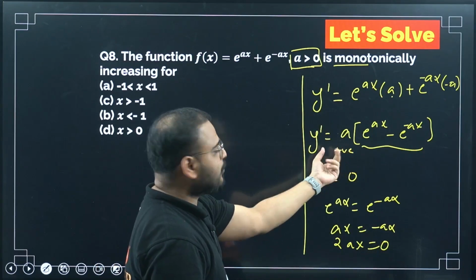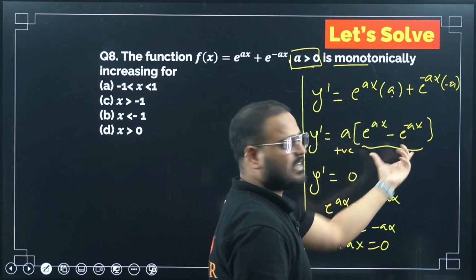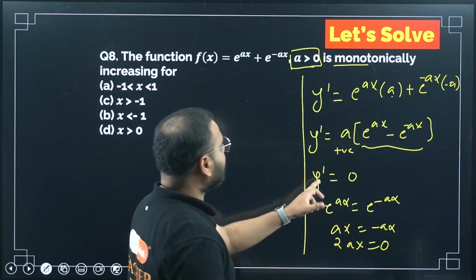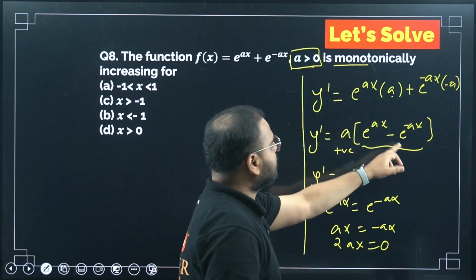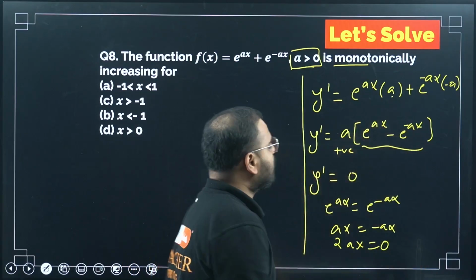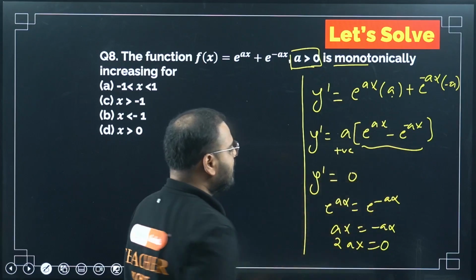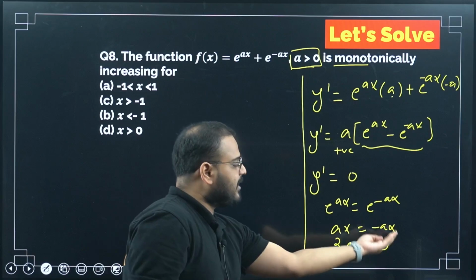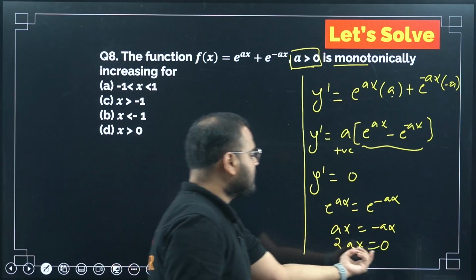A is positive means I don't have to consider this, only this part I have to consider for the sign change. So I'm taking derivative equal to 0. Why? To find the critical points. See here, I'm putting this equal to 0. Negative sign will go on the other side of the 0 and become positive. Base is same, exponent will be same. Exponent is ax and minus ax. Bring minus ax over here, becomes plus, 2ax equal to 0.